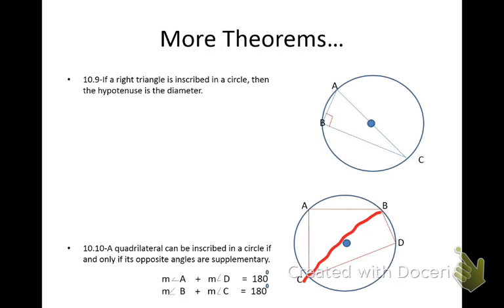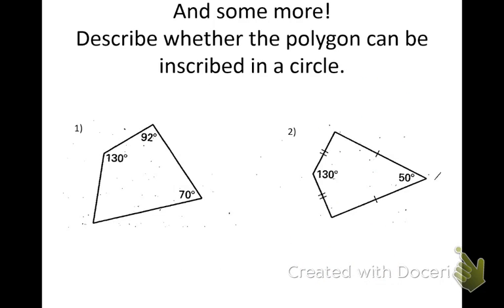Any questions? Everybody have it? All right. Some more examples. Describe whether the polygon can be inscribed in a circle. What do we have to do to tell if the polygon can be inscribed in the circle?